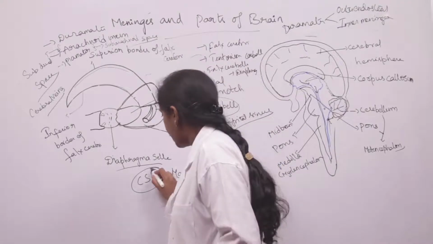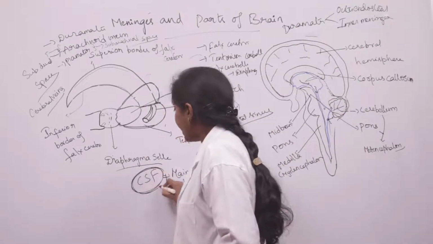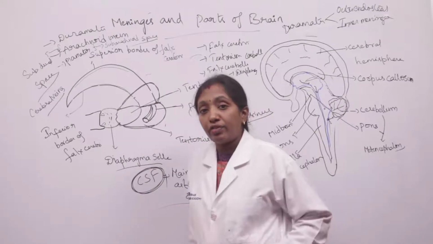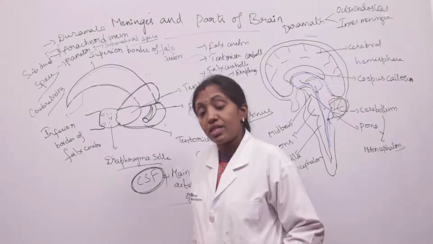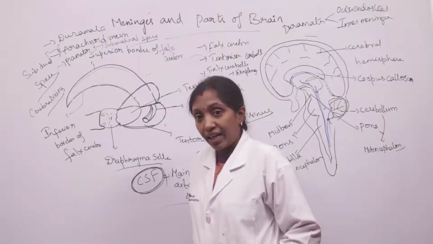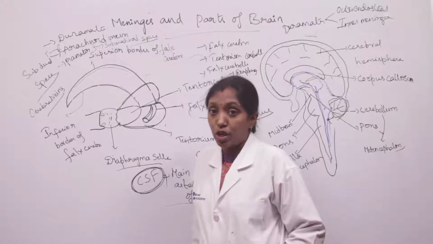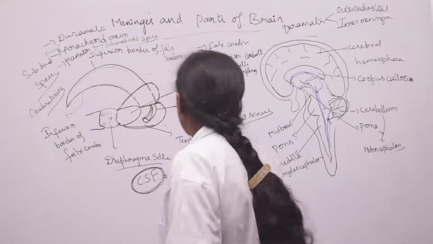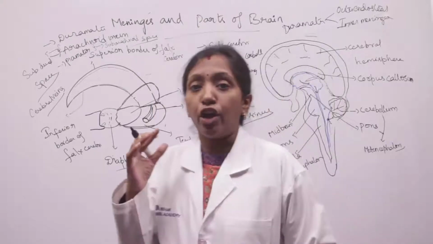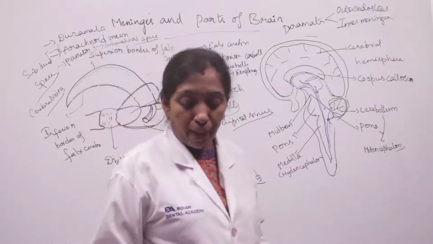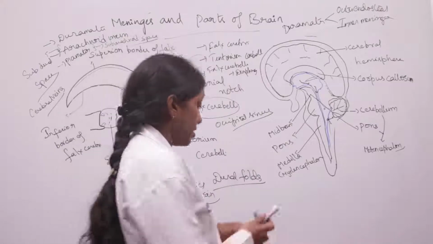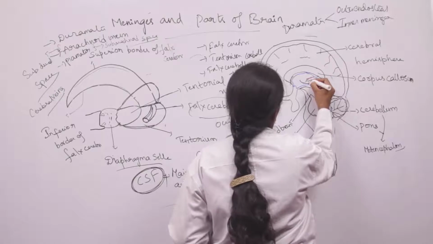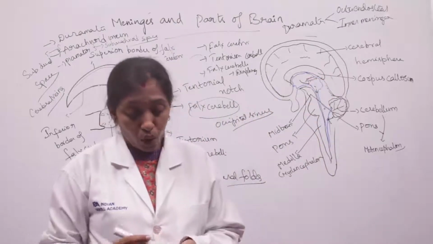Coming to the CSF, it is a thin film of fluid. It is a transparent fluid, comparable with that of the lymph, and it is produced by the choroid plexus. Choroid plexus are nothing but a tuft of capillaries, and this tuft of capillaries produces the CSF.